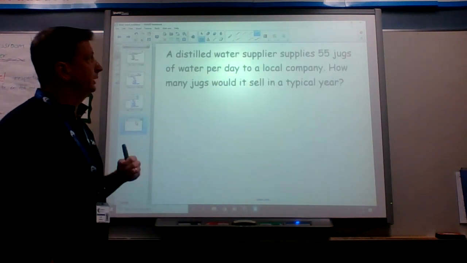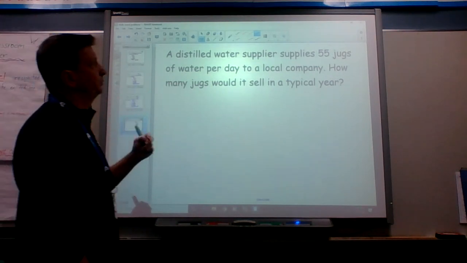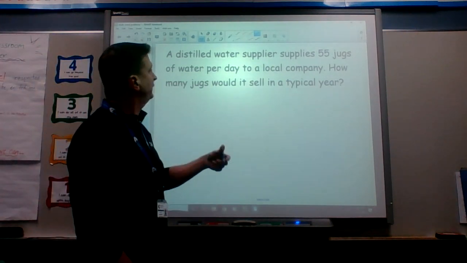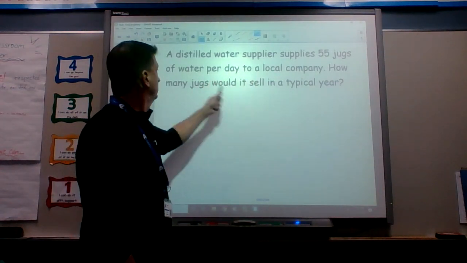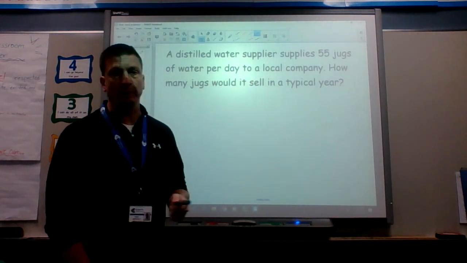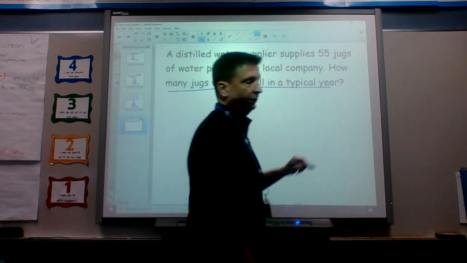Sometimes you might be faced with a situation like this where they say a distilled water supplier supplies 55 jugs of water per day to a local company. How many jugs would it sell in a typical year? So I want to know how many jugs they're going to sell in a year.